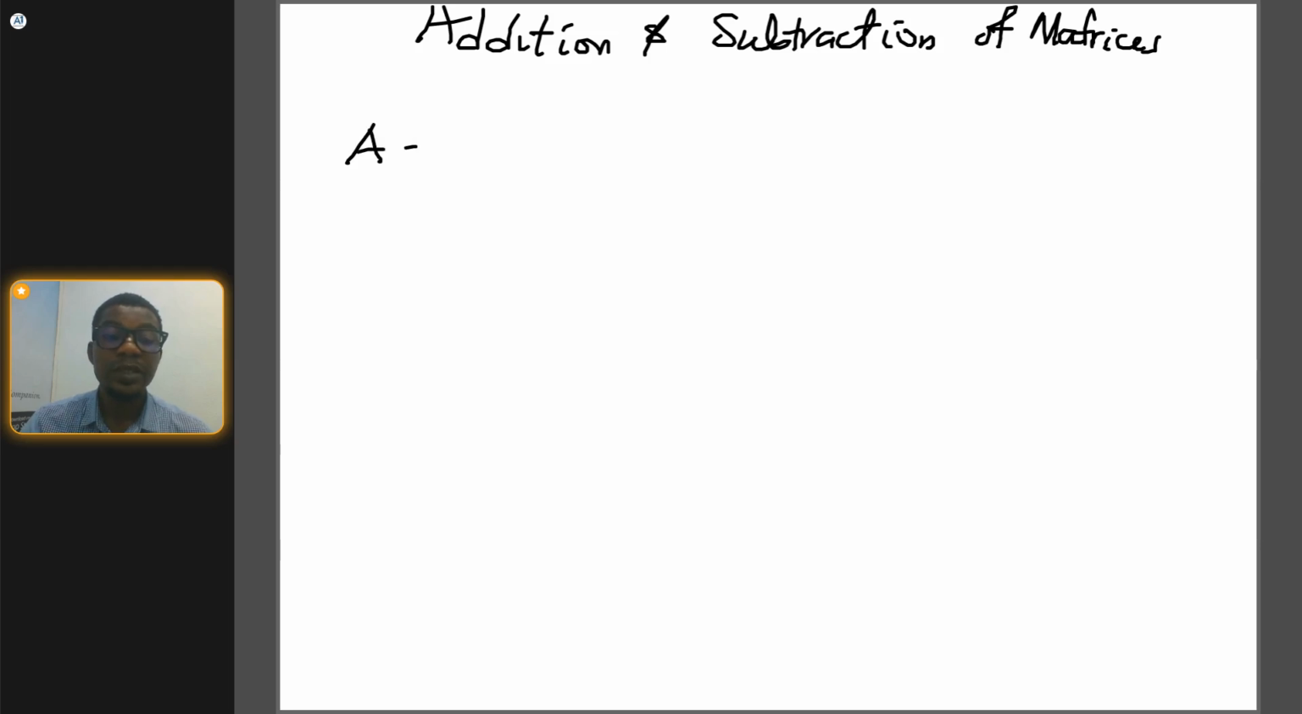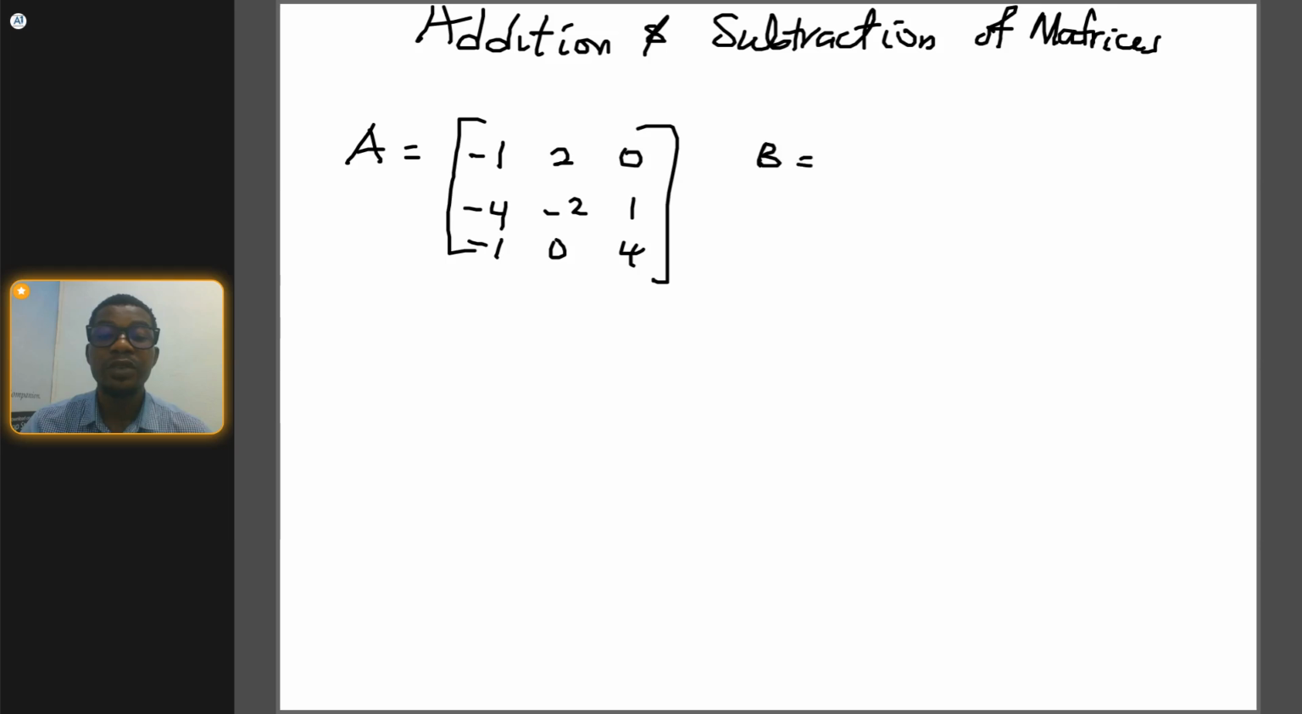So matrix A is given to be -1, 2, 0, -4, -2, 1, -1, 0, 4. That's matrix A. And matrix B equals 1, 0, 1, 2, -1, 0, 2, 1, 1.